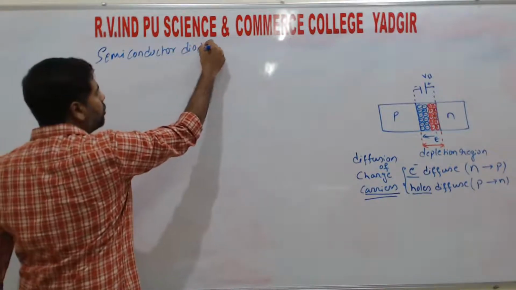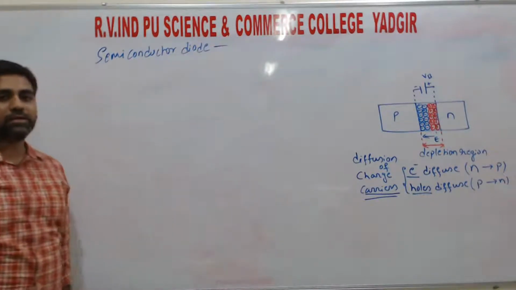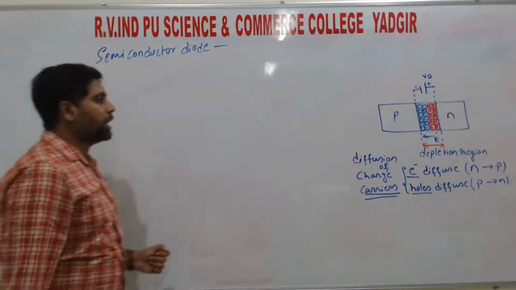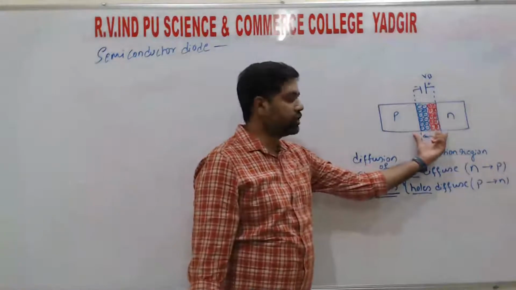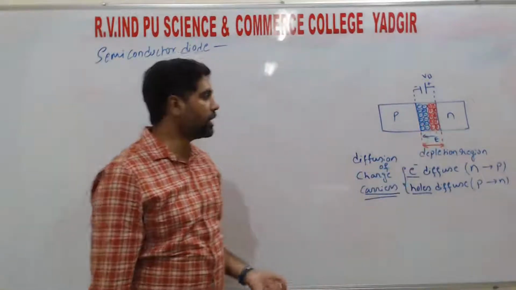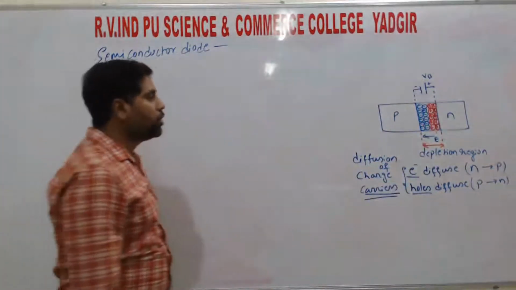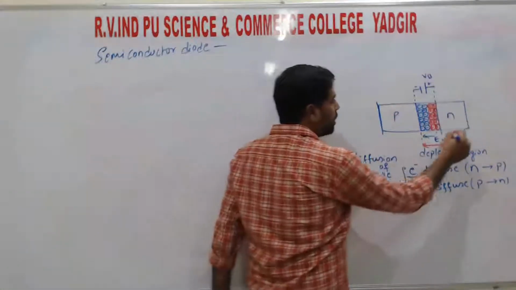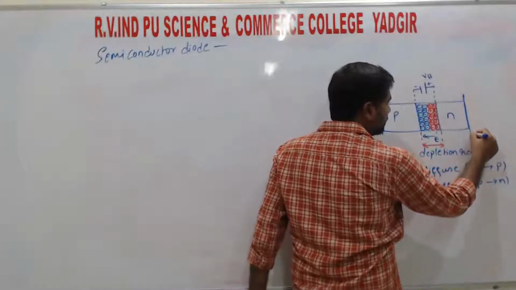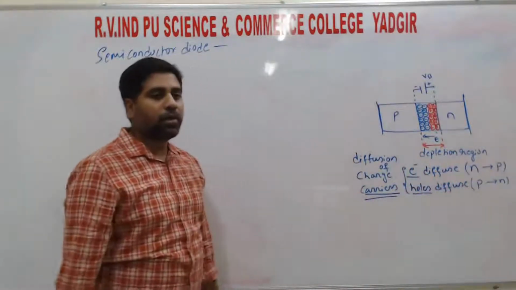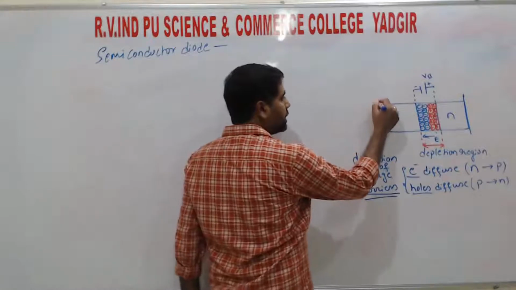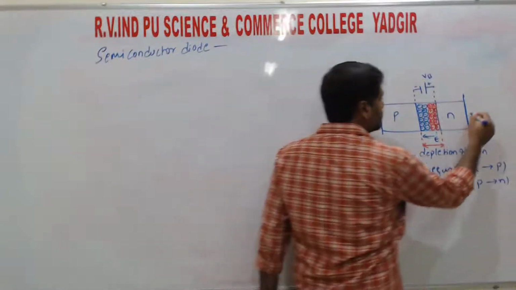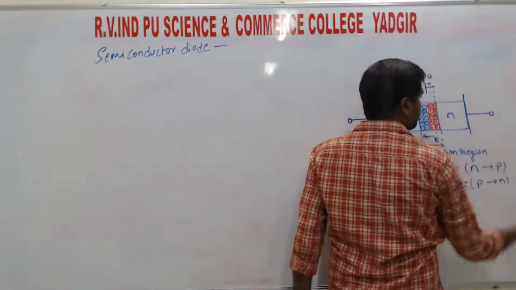Semiconductor diode, or simply we call this one the diode. So a semiconductor diode is a simple type of PN junction semiconductor connected with two metallic strips on either side of the PN junction. So when two metallic conductors are connected, this device we call a semiconductor diode, right?